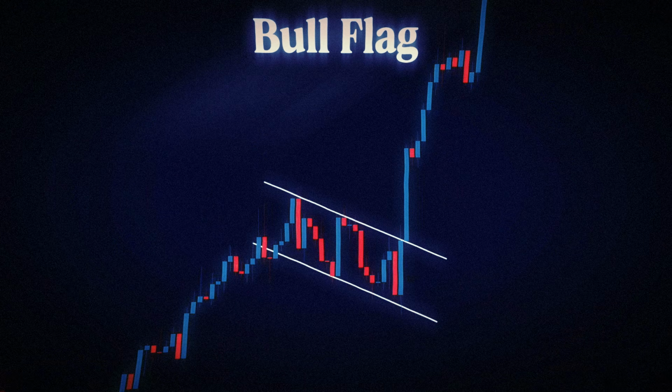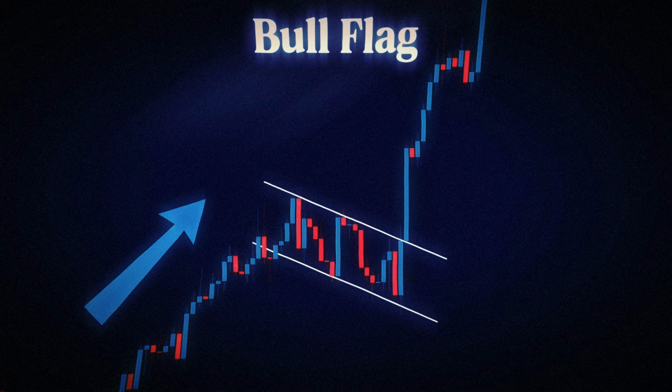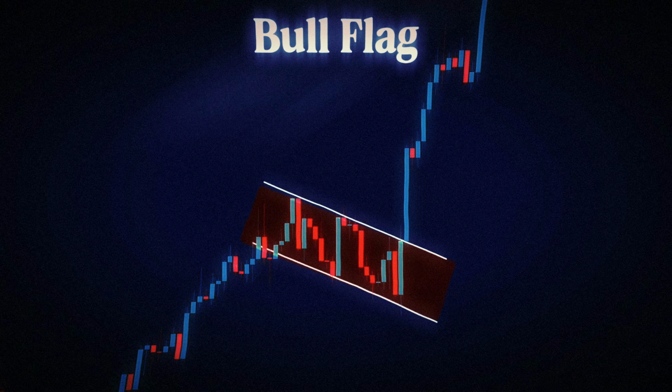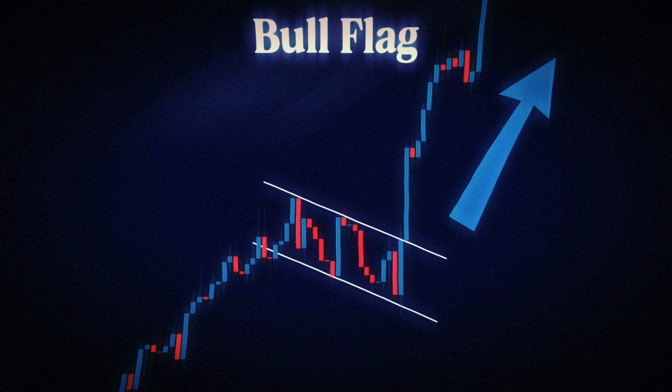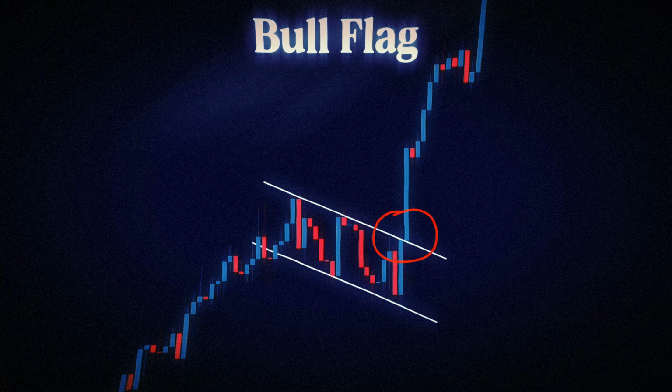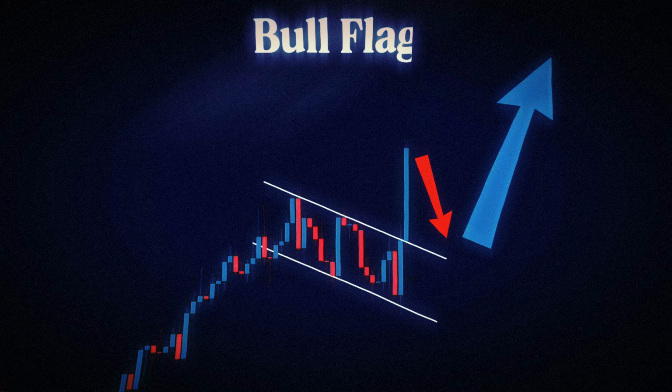The bull flag is a continuation pattern that forms during an uptrend. It begins with a steep rise in price, followed by a short-term consolidation that slopes slightly downward or sideways, forming the flag. This pattern reflects a pause in buying before another move upward. The pattern confirms when price breaks above the upper boundary of the flag. A volume increase on the breakout adds strength to the signal, and some traders wait for a retest of the flag's resistance as new support before entering.